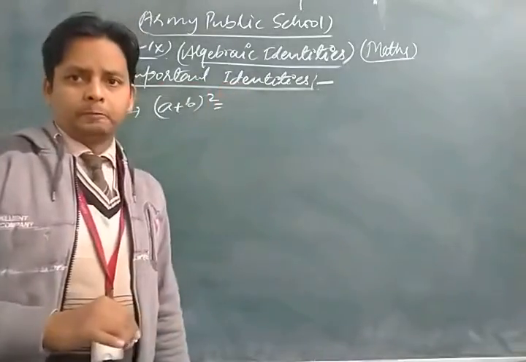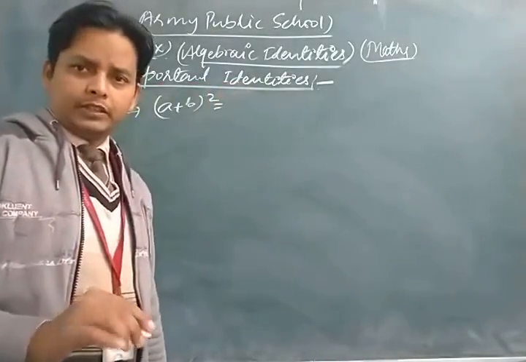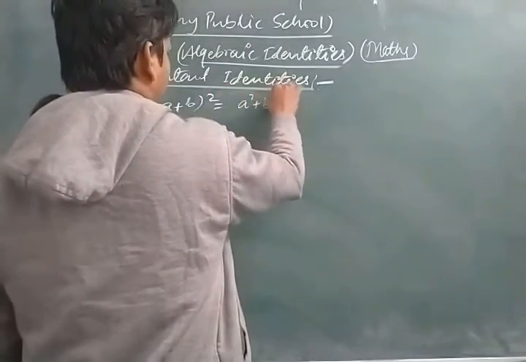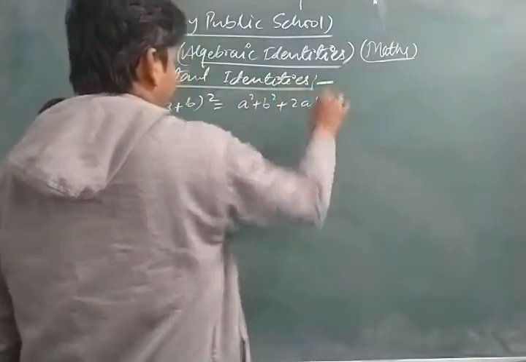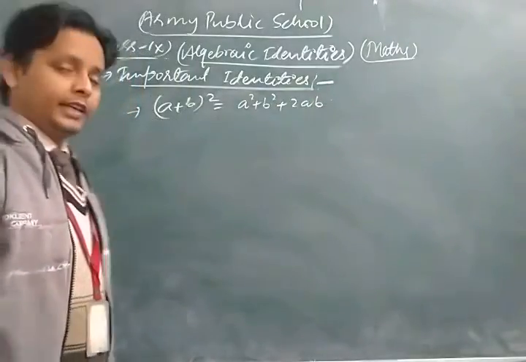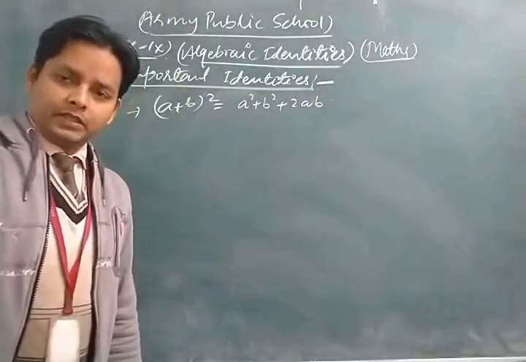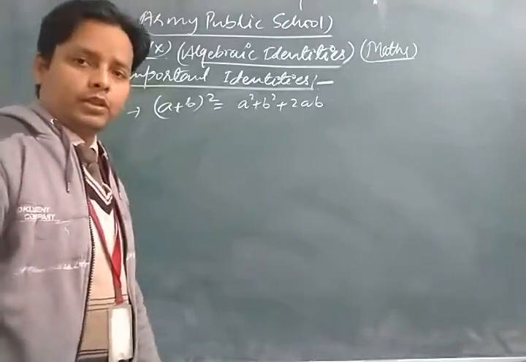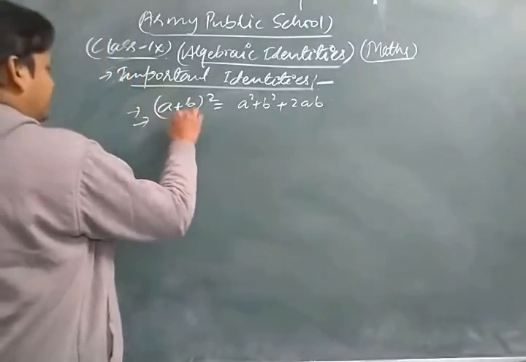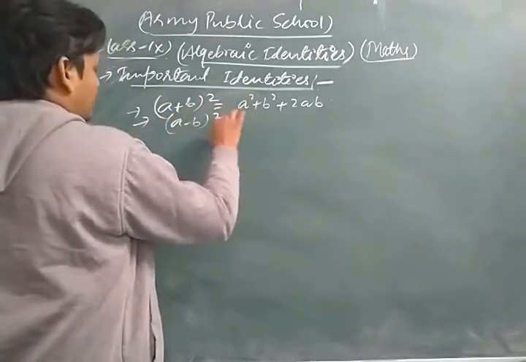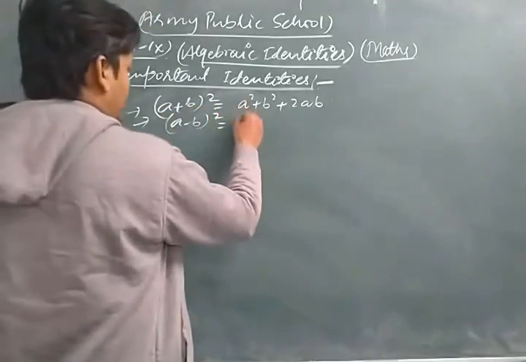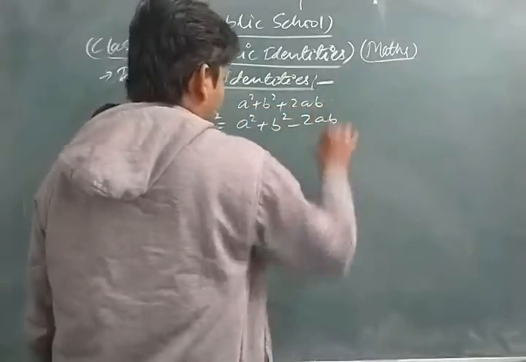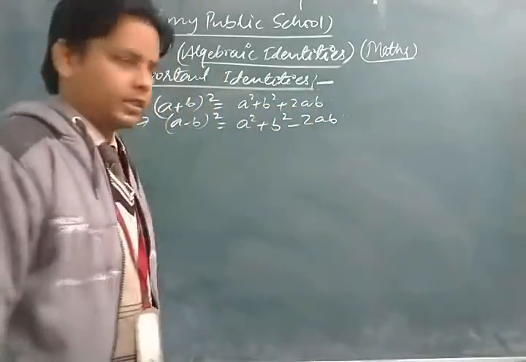First one is A plus B whole square. This is a very common identity, and the formula for A plus B whole square is A square plus B square plus 2AB. Second one is A minus B whole square, which is equal to A square plus B square minus 2AB.